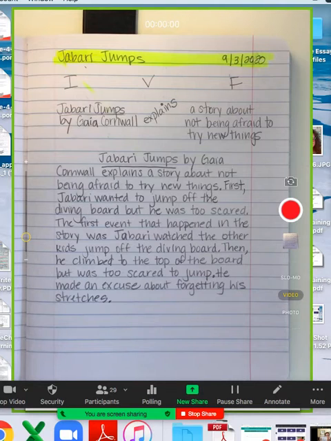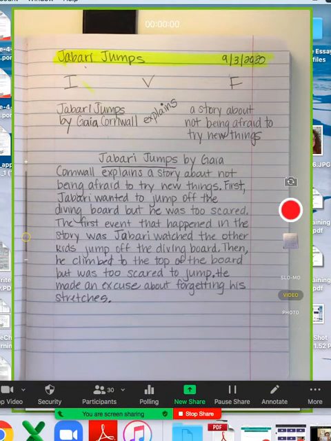Khalil, do you have an idea for our next sentence? No, but can you go to the bathroom? Yes. Kate, do you have an idea for our next sentence?